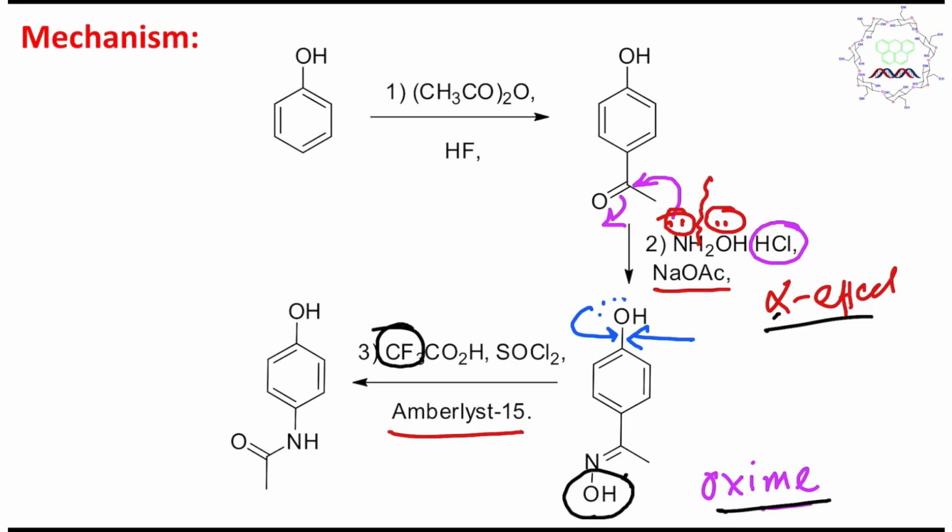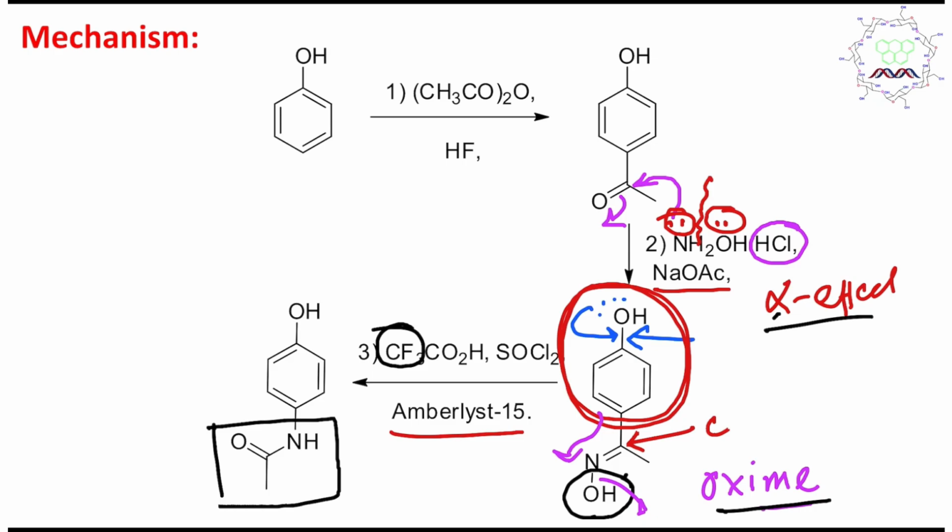acidic medium. So what can happen in acidic medium? OH is converted into a good leaving group, and this aromatic moiety migrates from this carbon atom to the nitrogen, and this part leaves. So it is nothing but the Beckmann rearrangement, which produces, you can see, an amide of acetic acid. More specifically, an anilide derivative is produced.